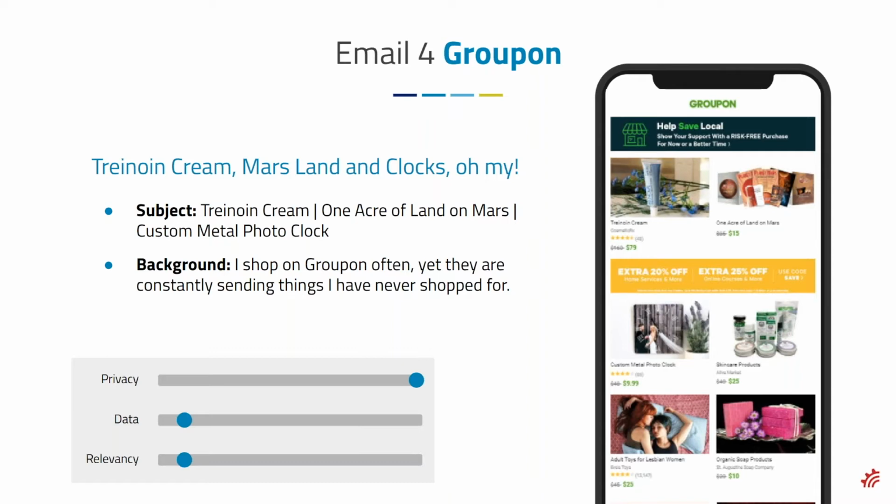And so this is one where, again, I was still signed up for Groupon. So they were meeting all the requirements there. There wasn't any PII here that I should be concerned about. The data, though, was lacking, and so was the relevancy. I don't think I need any cream or a metal photo clock or land on Mars. And I happen to be very happily married to my husband of 8 years. And so again, a lot of the stuff on this email wasn't very relevant to me because of the lack of data.